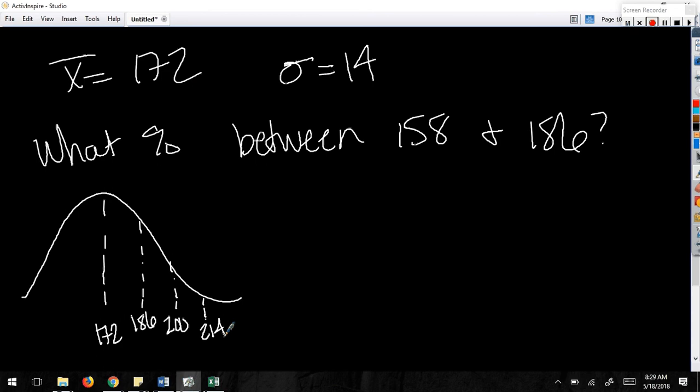So it goes up. What's the point of the standard deviation? It tells you how the data is spread, because 99.7% of data is between three standard deviations.